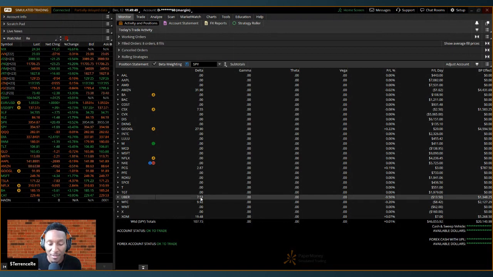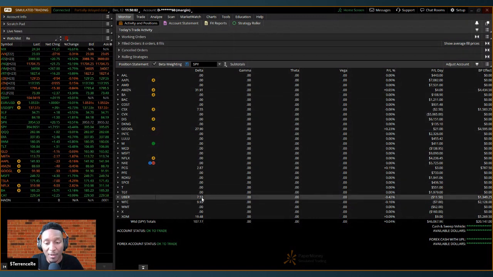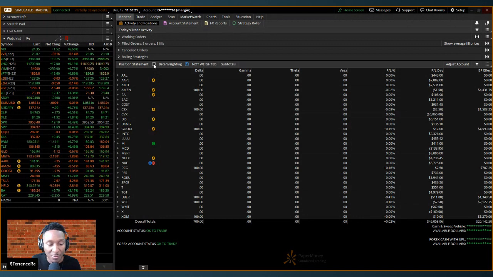What that means is, if I take the beta weighting off, these numbers will go back to 100 because it would be showing me the positions individually. When I beta weight them, it says that for each dollar move in the SPY, Uber is like $7. So it's showing you the equivalence of this stock to the S&P 500. If I take this off, look, it goes back to 100, because I'm looking at each position individually.